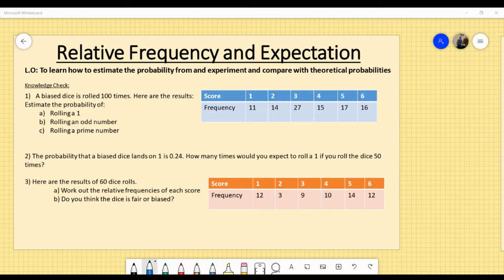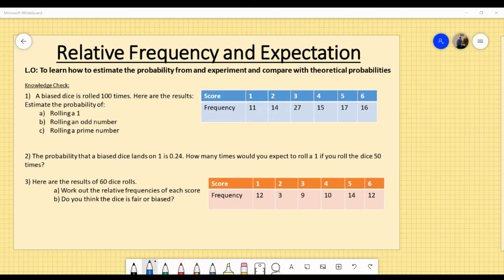Okay, so question 1. A biased dice is rolled 100 times. Here are the results in the table, so you can see how many times each number appeared. We know the dice is biased, which means it's going to be weighted towards something in particular. So if you have a look at each of the frequencies, you can see there that number 3 has appeared an awful lot more than any of the others. So therefore it's biased towards number 3. Okay. And we're asked to estimate the probability of rolling a 1, an odd number, and a prime number.